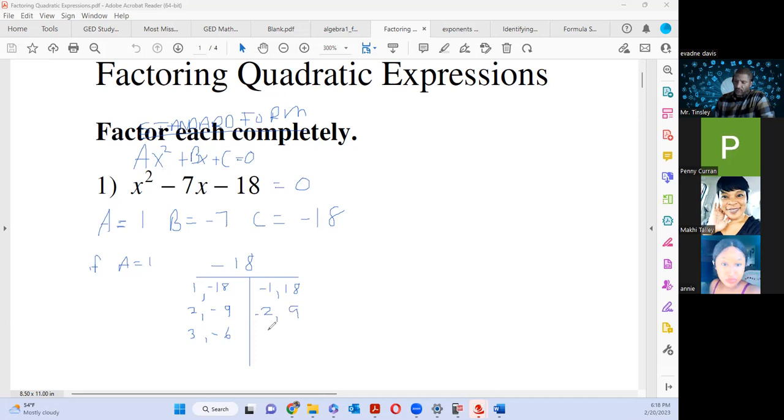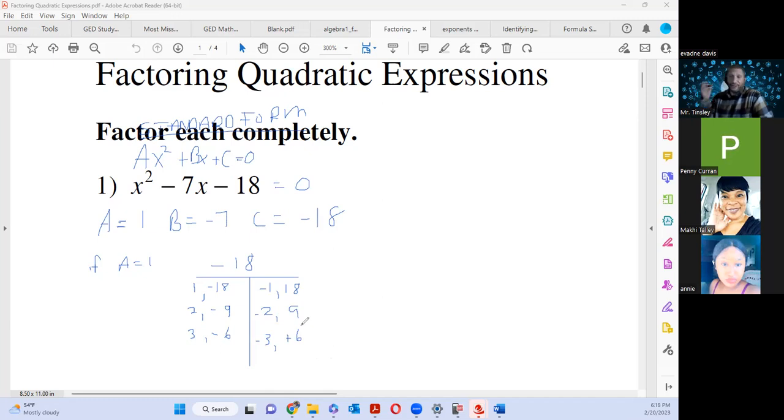And the third pair is going to be what? -3 and +6. Not -3 plus 6, -3 and plus 6. You don't want to say -3 plus 6 because it seems like you're adding them.